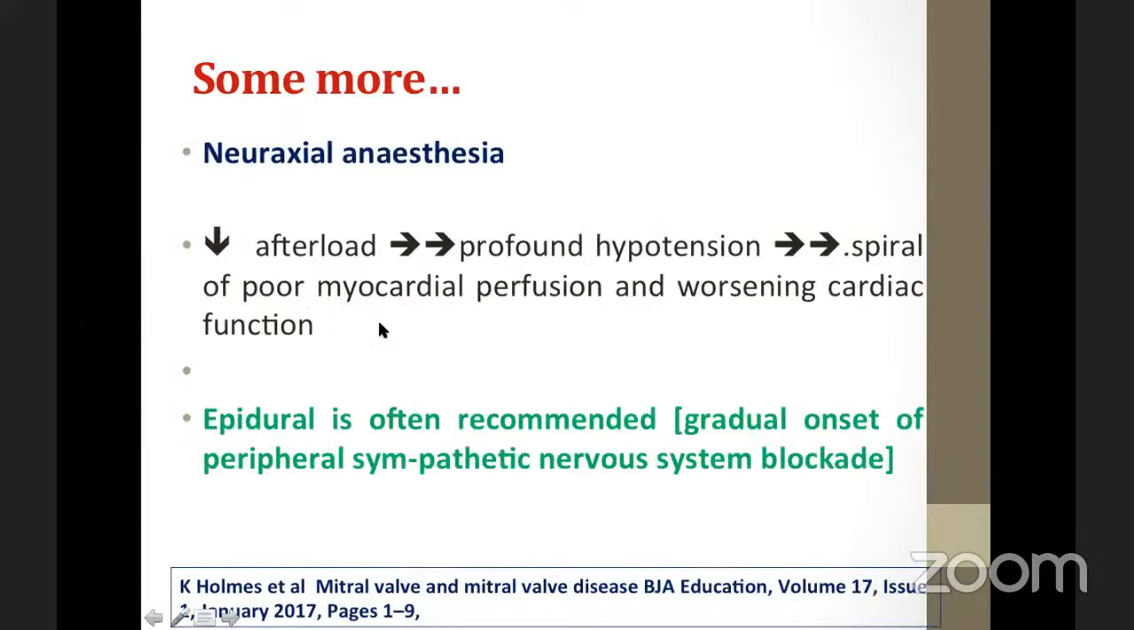Neuraxial anesthesia is again safe. Many are comfortable with graded epidural anesthesia because this gives a gradual offset of peripheral sympathetic nervous system blockade. Neuraxial anesthesia decreases the afterload, and at times spinal anesthesia gives rise to profound hypotension and poor myocardial perfusion and worsening of the cardiac function. So that's why one should be really careful. So epidural is more preferred.